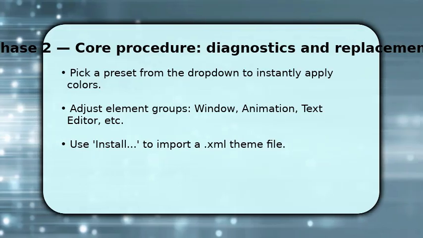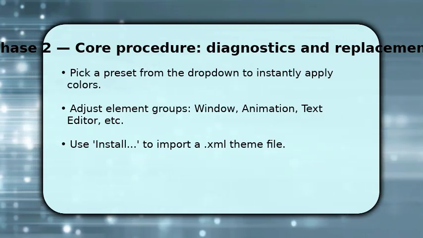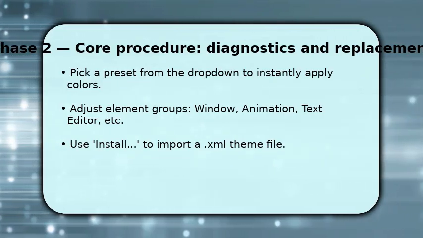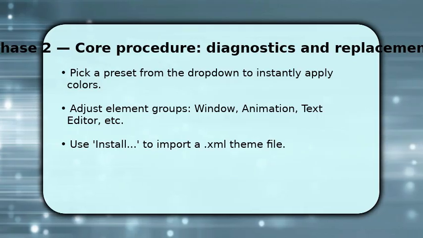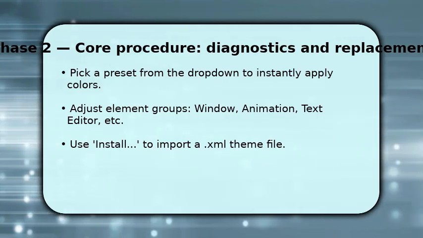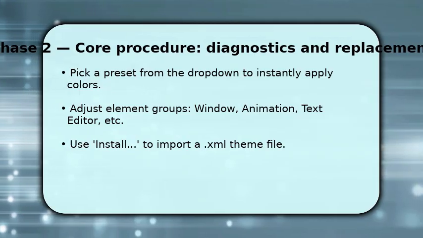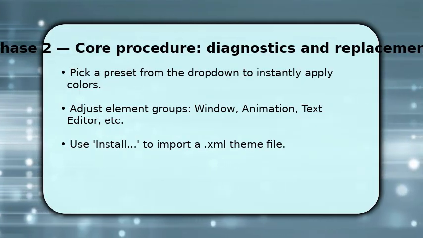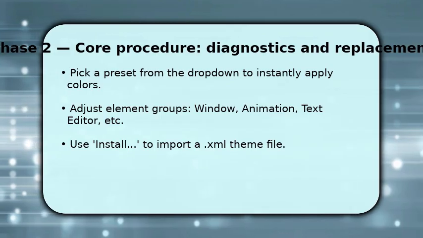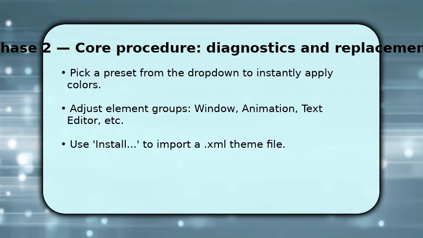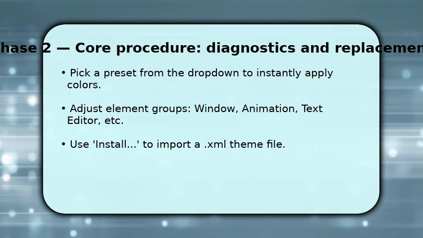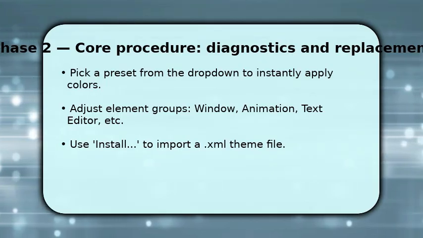If you need tweaks, expand element groups like Window, Animation, or Text Editor and change colors, sizes, and contrasts. This affects readability and workflow speed. To use a downloaded theme, click Install and point to the XML file. Blender imports and lists it. You do this so your UI matches lighting, visibility needs, or personal taste while keeping the file portable.